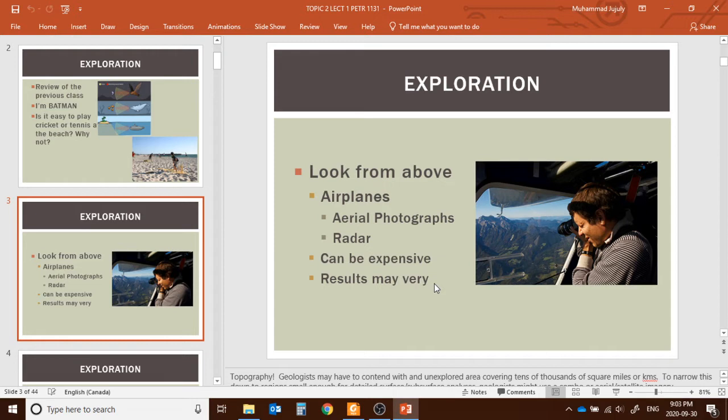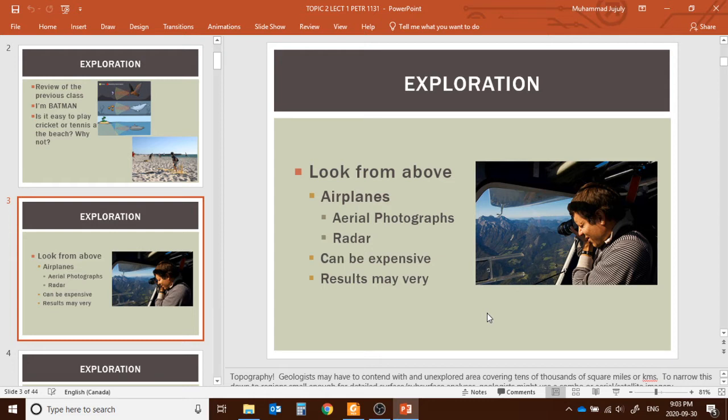Now we have drones that replace these types of aerial photographing, and the drones make our life really easy, and we don't need to take the aerial photographs by a human. We can just fly a drone and it can take the aerial photographs for us.